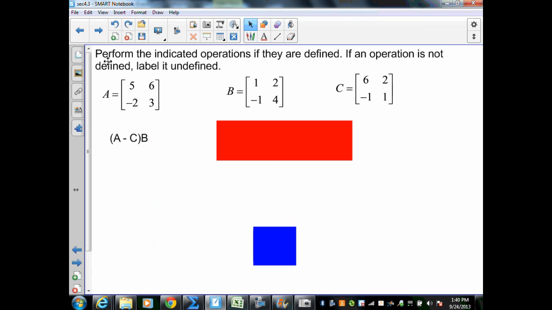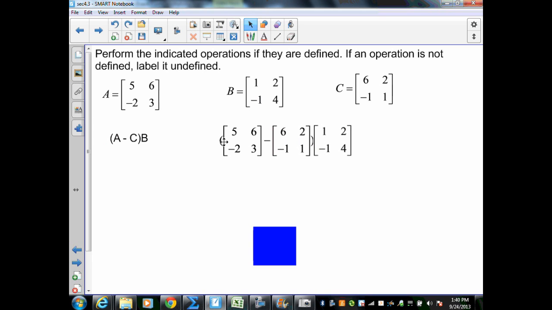In my next example, I want to perform the indicated operations if they are defined. If an operation is not defined, label it undefined. In my first expression, I want to take matrix A minus matrix C. A is a 2 by 2, C is a 2 by 2. In addition and subtraction, they need to be the same dimensions, which they are. So that is defined.